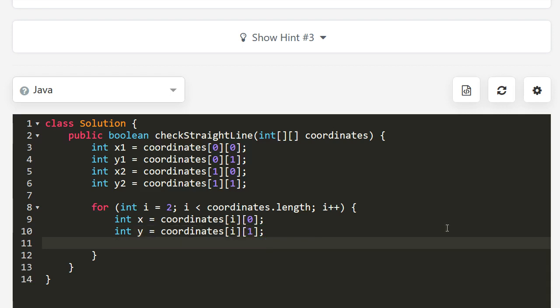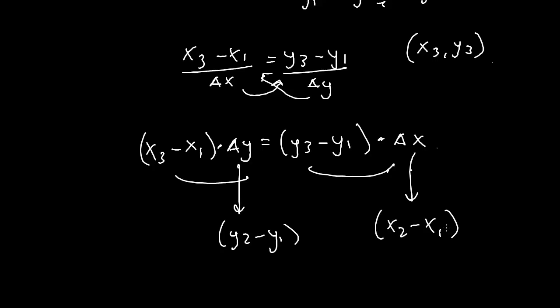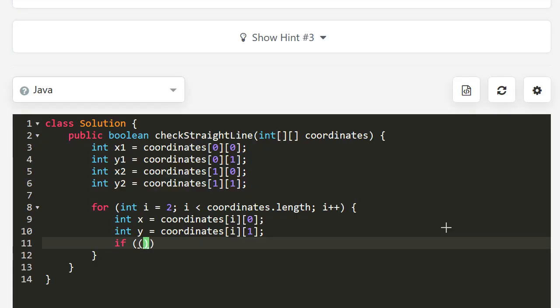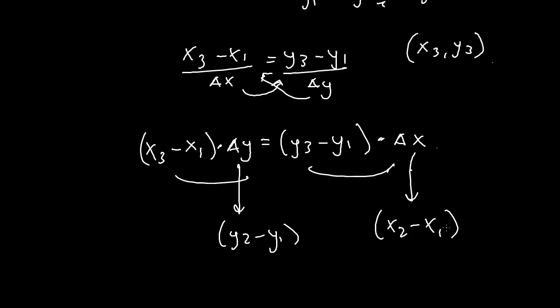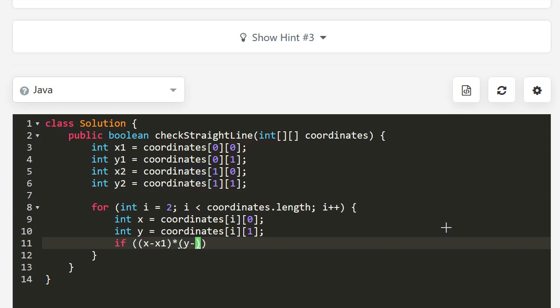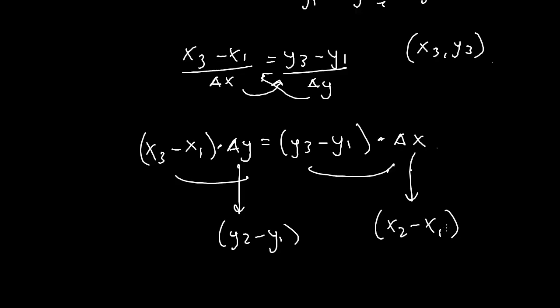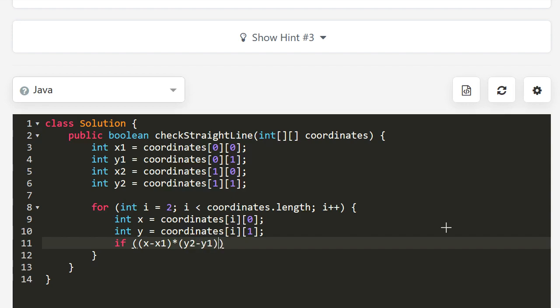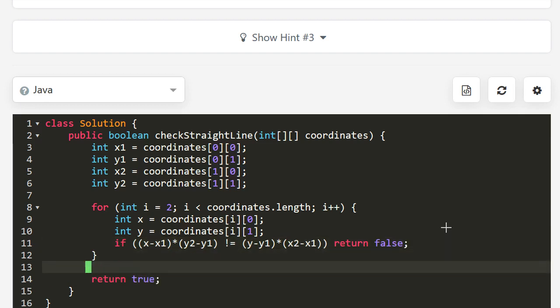Okay, so now we want to make sure that this equation holds. So if x minus x1 times y2 minus y1 does not equal y minus y1 times x2 minus x1, then we can return false. Otherwise, if every single point passes this, then we can return true at the very end.